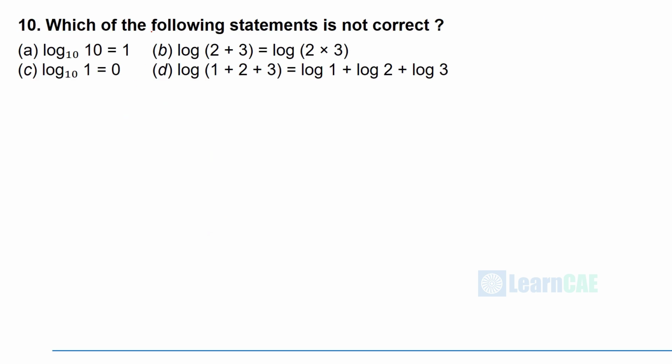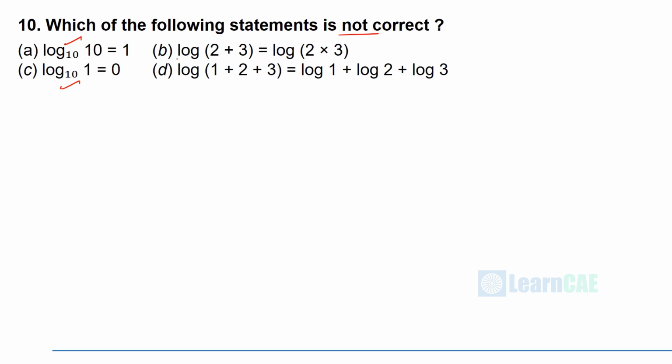Next question. Which of the following statements is not correct? Here if you see option A, log 10 to the base 10 is equal to 1. This is correct because log of any number to the same base is 1. And next is log 1 to the base 10 is 0. This is also correct because logarithm of 1 to any base is equal to 0.